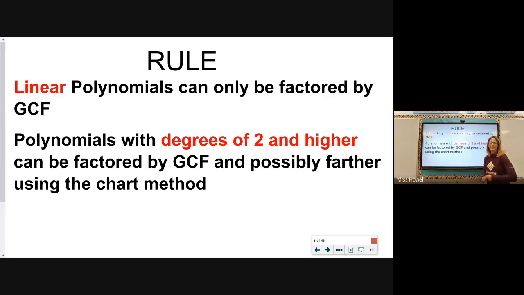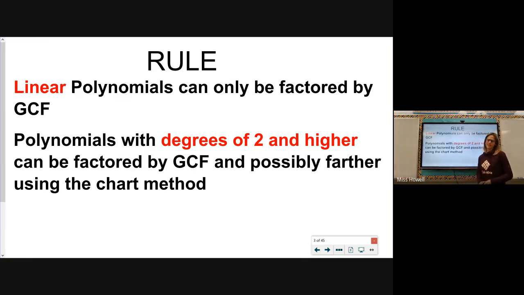If you have a linear polynomial, please remember a linear polynomial just means your highest degree on a variable is a 1. In that case, the only thing you could do in the process of factoring is pull out the greatest common factor. That would get you to your factored completely version. If your degree on your polynomial is a 2, meaning it's a quadratic polynomial, or higher, then you should be checking for both the greatest common factor, pulling that out front always first, and then trying to go further if possible using the chart method.